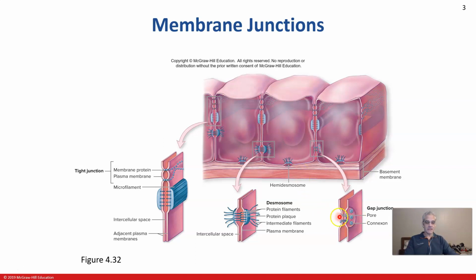Gap junctions, on the other hand, have this pore. They allow substances to go between. Usually it's ions. Usually it's a pretty small gap. But it does allow things to go from one cell to another cell. So that's a gap junction. Those are the three membrane junctions you have to know about.